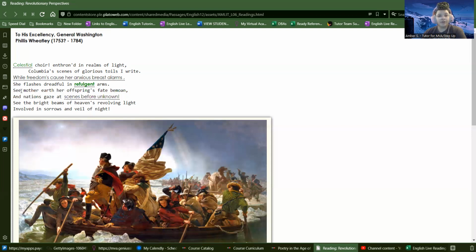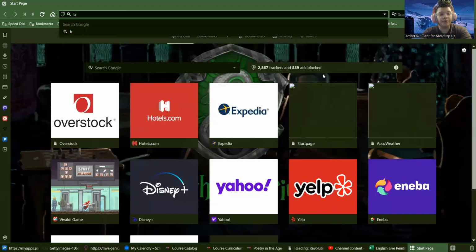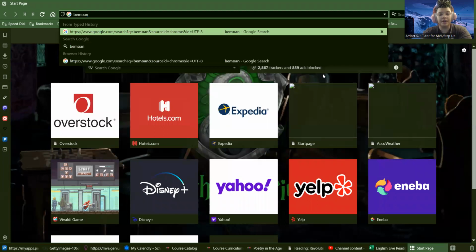So we're talking about Mother Earth, and it says, "see Mother Earth, her offspring's fate bemoan." Mother Earth is a separate figure that we're referencing here. And supposedly Columbia, which is a country on Earth, would be an offspring or child of Mother Earth, right? So Wheatley is writing about Mother Earth bemoaning her offspring, or the fate of America. Now it says bemoan here. I'm going to go ahead and look that up, because I think most students would not know what bemoan means. So we're going to look up bemoan.